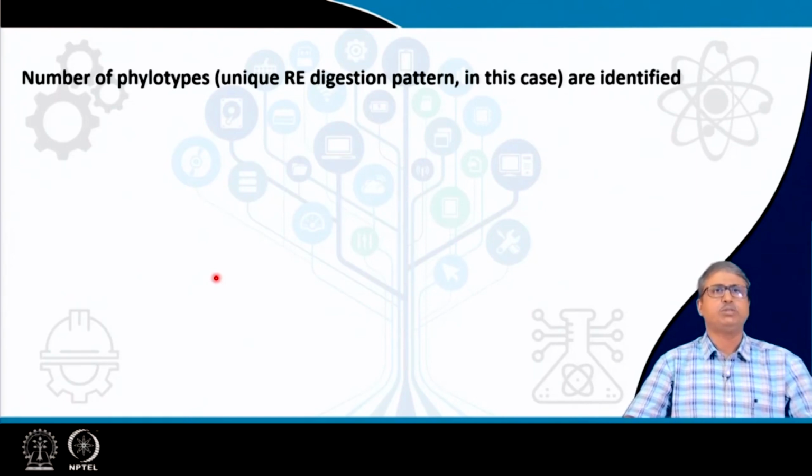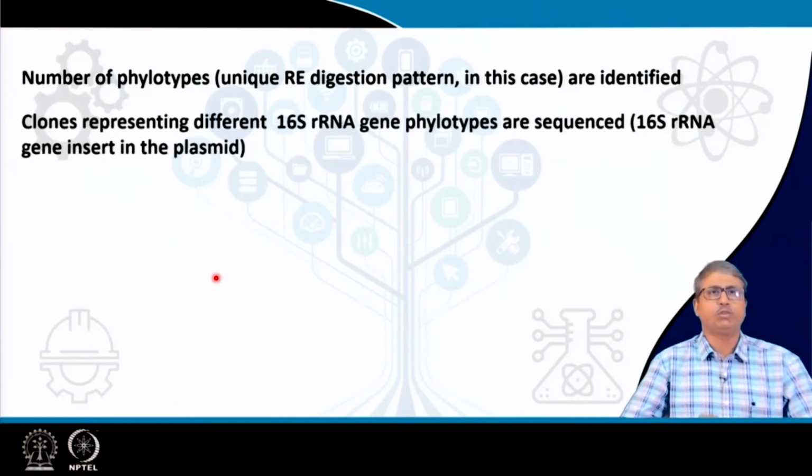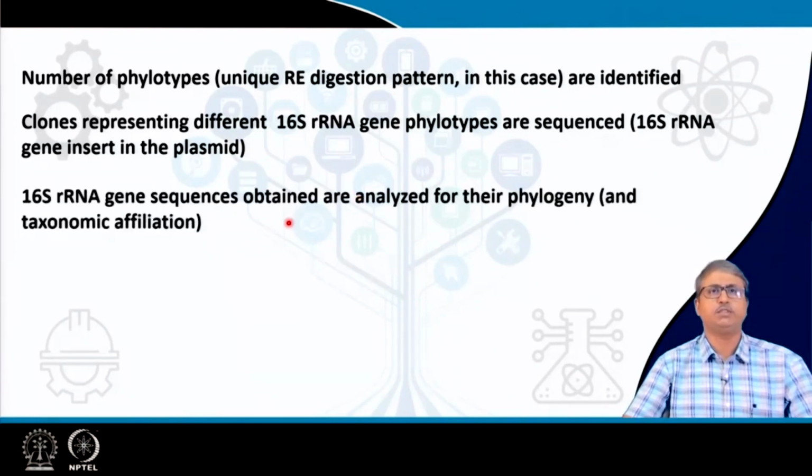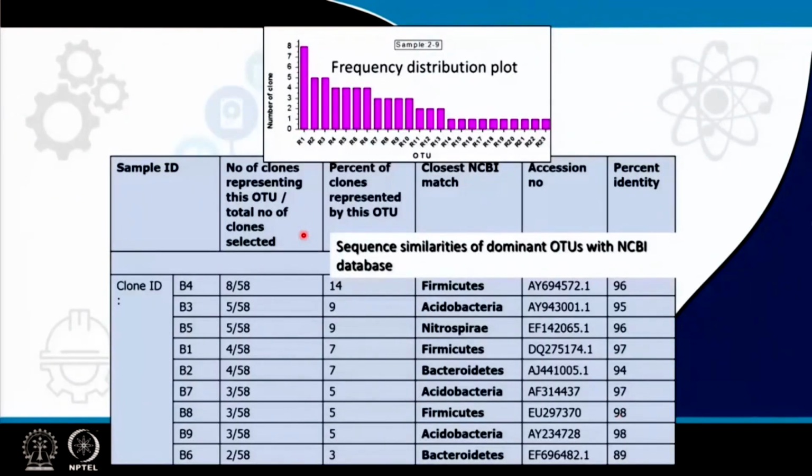So, the number of phylotypes, that is the unique restriction enzyme digestion patterns in this case, are identified, and the clones representing the different 16S ribosomal RNA gene phylotypes are sequenced, and the 16S gene sequences obtained are then analyzed for their phylogeny and taxonomic affiliation, and then the community composition is obtained. I will give you here one example of our own study, where we worked with just 58 clones we could pick up in that sample.